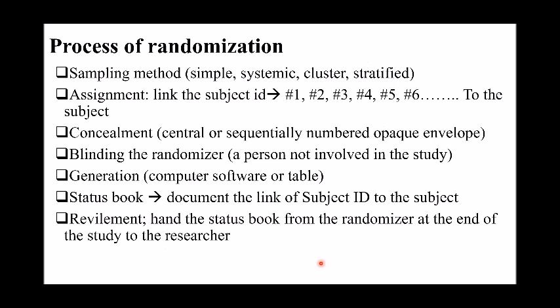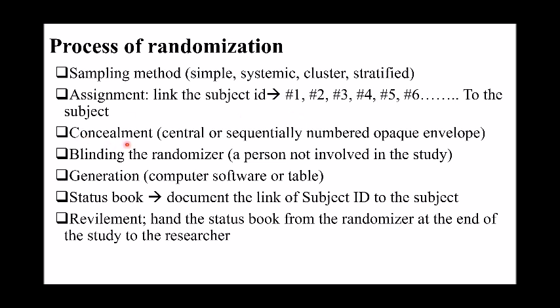So we've talked about sampling and calculating the sample size. Now we will talk about randomization. Because it's a probability randomization, it's either simple, systemic, cluster, or stratified. All of them include the same procedures. First, you do assignment. So each subject in your study, you will give an ID, as you can see here. Then you hide the subject.